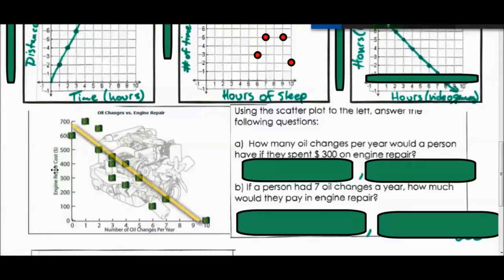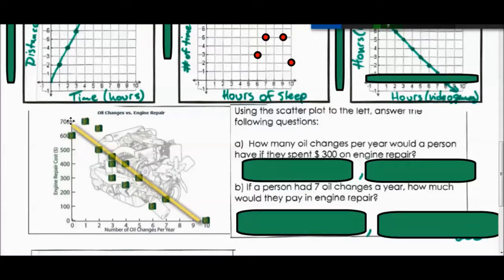So this is some number of oil changes that we get versus the engine repair costs. And we can see that this is going downhill. That has a negative correlation. And this line that we see going through this is the line of best fit, or a trend line. It's basically just an estimation of the middle of all of these points.